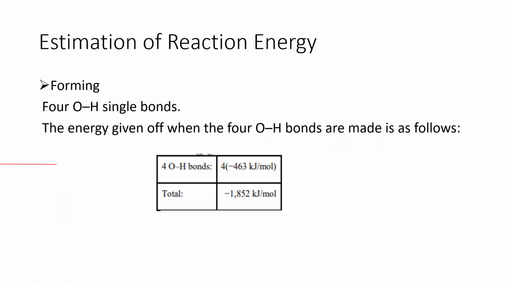So now you have oxygen and hydrogen single bonds, right? You have oxygen and hydrogen single bonds. Energy given off when the 4 oxygen and hydrogen bonds are made, right? So now you have oxygen and hydrogen bonds.